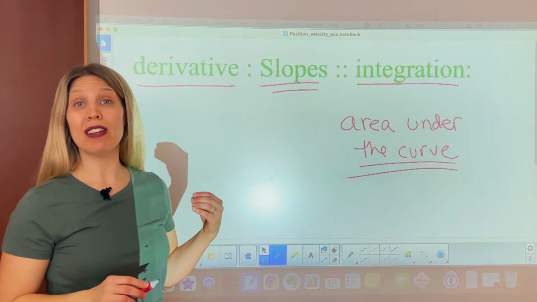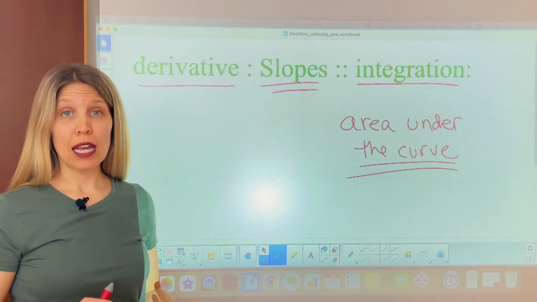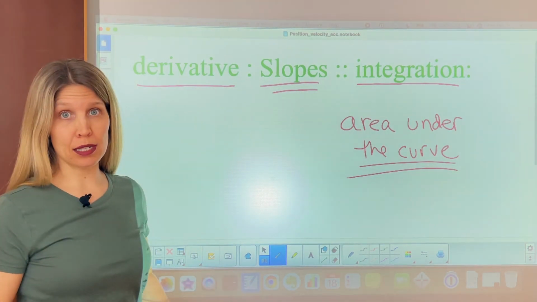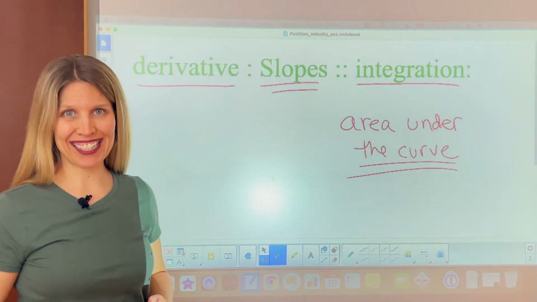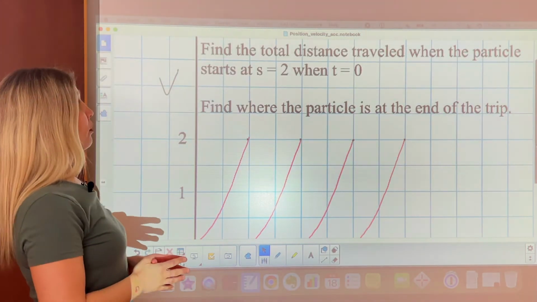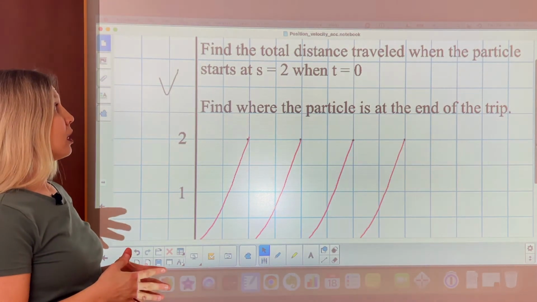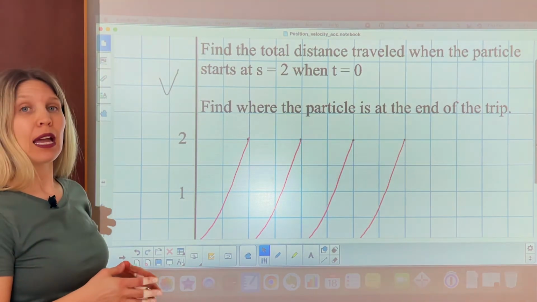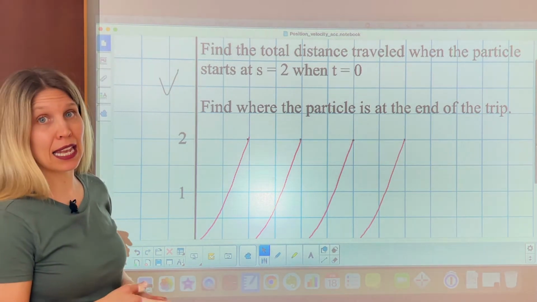So when you are given a graph instead of an equation and you need to integrate, you need to look at the area under the curve. And that's what we're going to do next. So in this problem, they want us to find the total distance traveled when the particle starts at 2 and time is 0, and find where the particle is at the end of the trip.